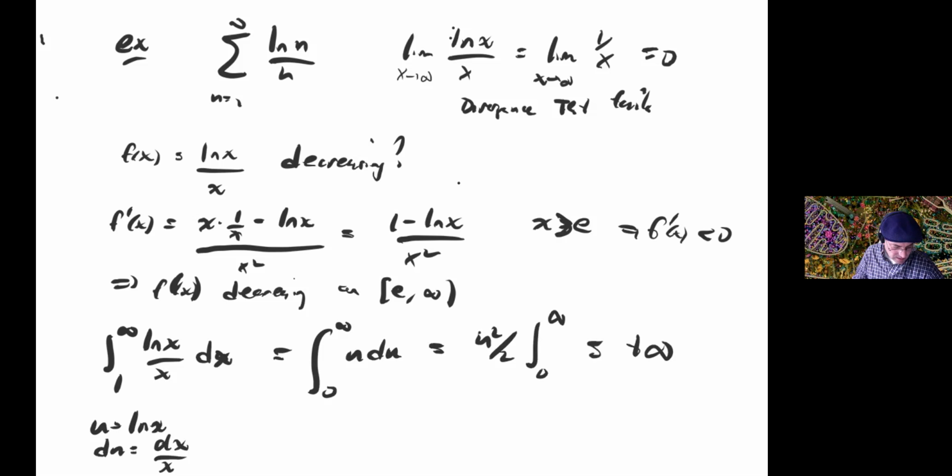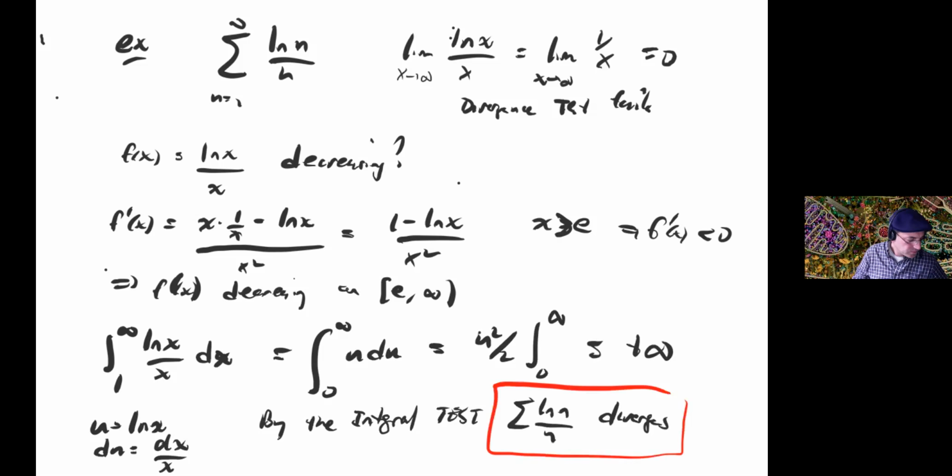So this integral diverges. So by the integral test, the series summation ln of n over n diverges, which is what we wanted to know. Okay, let's try another example. Well, let's talk about something else.